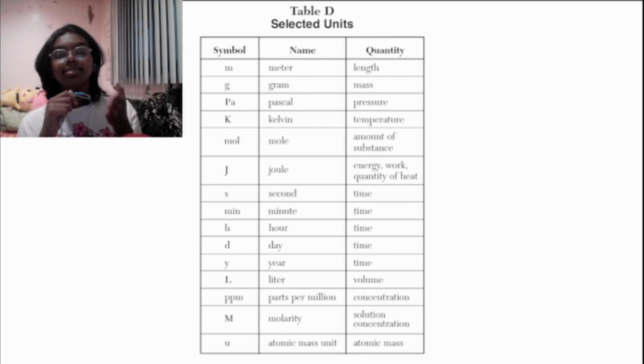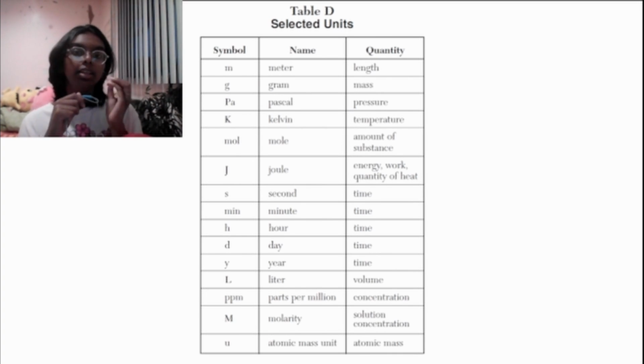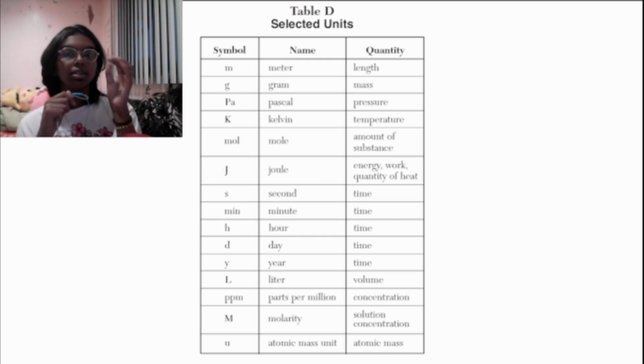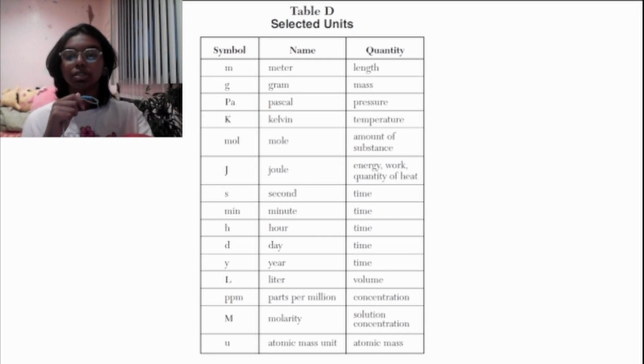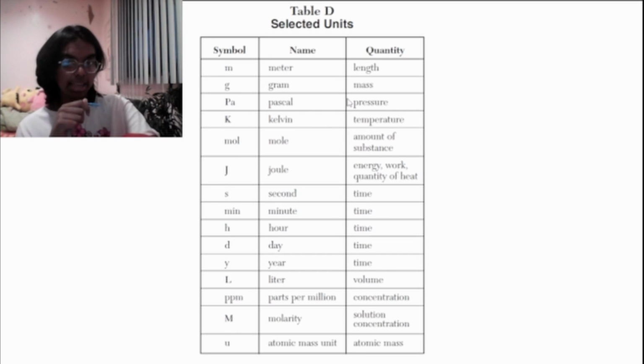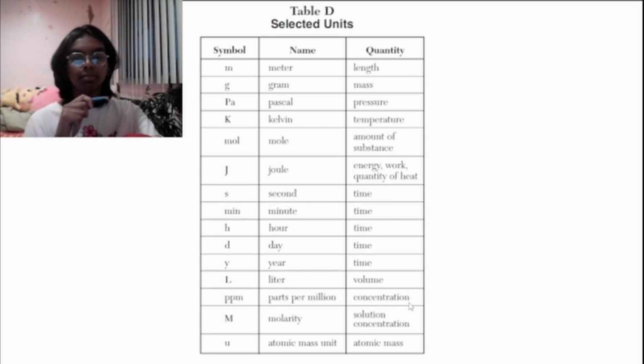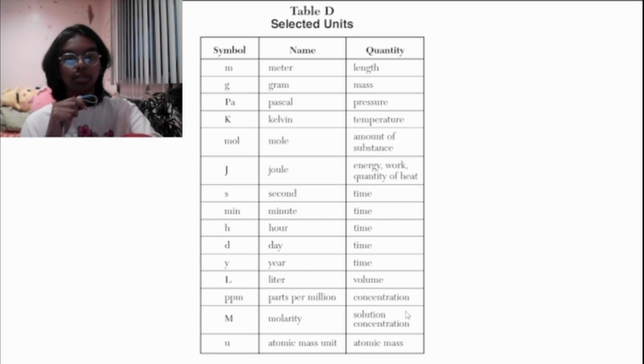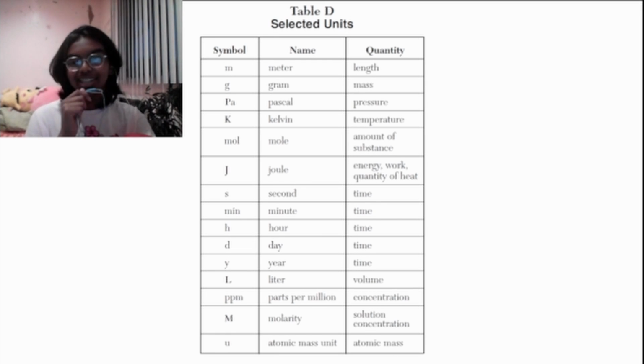This is on your chemistry reference table. These are what the units are: the symbol, the name, and what it measures. So, pascals measure pressure, right? And ppm, parts per million, measures concentration, so does molarity. Well, solution concentration, technically, but whatever. Not really, they're not the same thing. You didn't hear that from me.